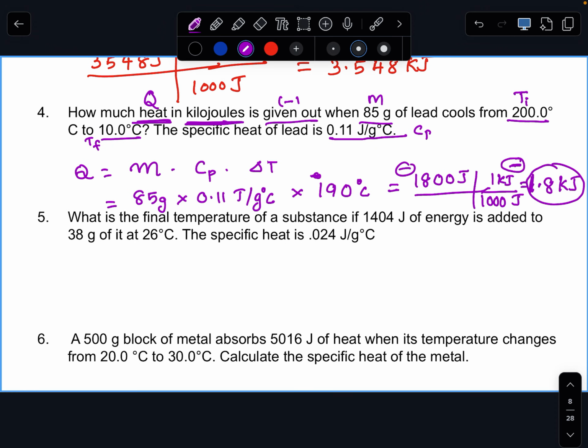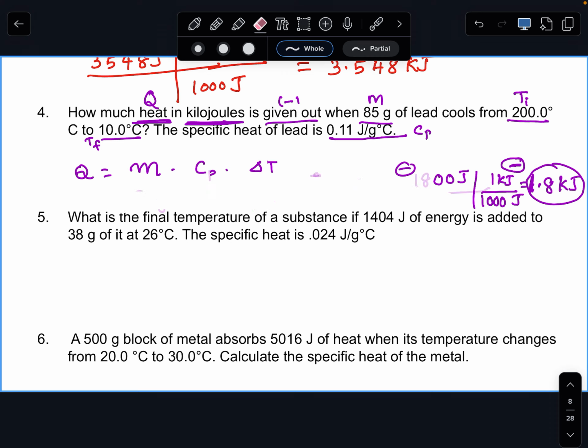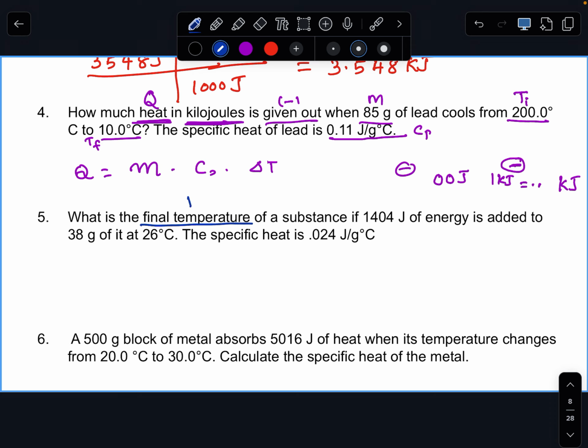Okay, next question is a little different type. Maybe you may need to use a little algebra to do it. Okay, let's go do that. I'm going to erase the previous one. It is asking for the final temperature. So this time we are going to find TF. Its joule is given, which is Q, and it says added. So 38 gram is the mass at this temperature, that is the beginning temperature, which is initial temperature, and Cp is also given. Okay, same equation, right? Q is equal to M times Cp times delta T.